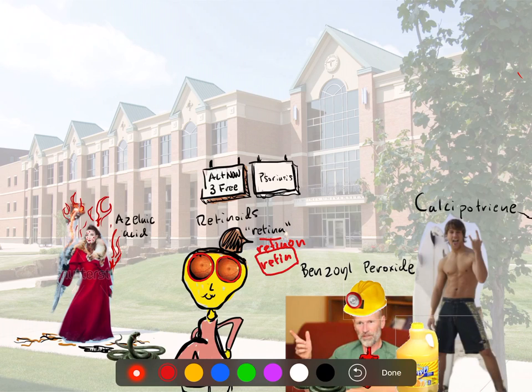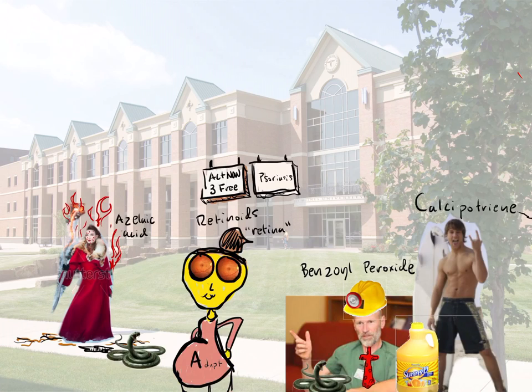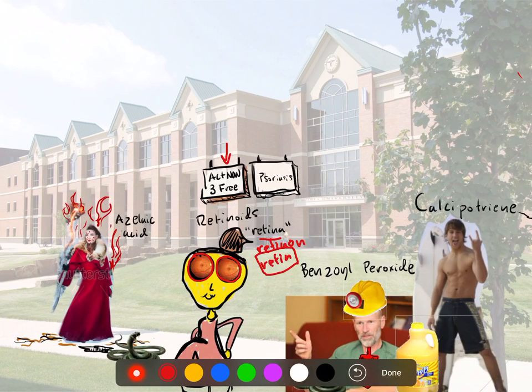The only exception to the retin word is adapalene, which is represented by her A shirt that says adapt. There's a sign on the top that says act now 3 free, and that represents the drug acitretin, which causes birth defects, so you should avoid pregnancy for 3 years. Use acitretin to treat psoriasis.